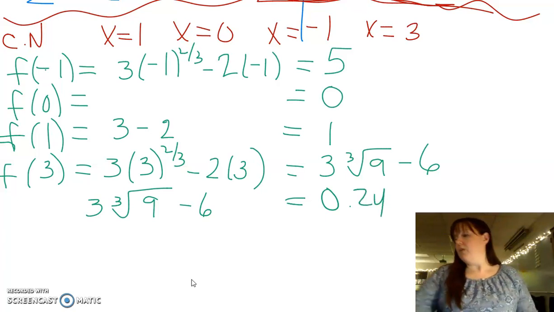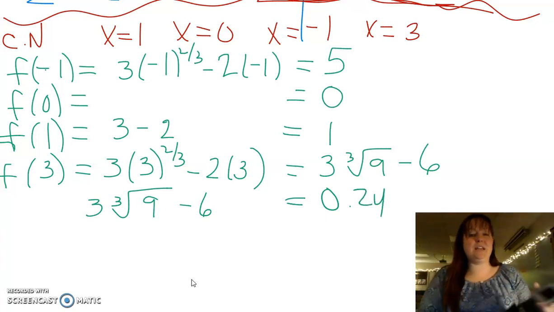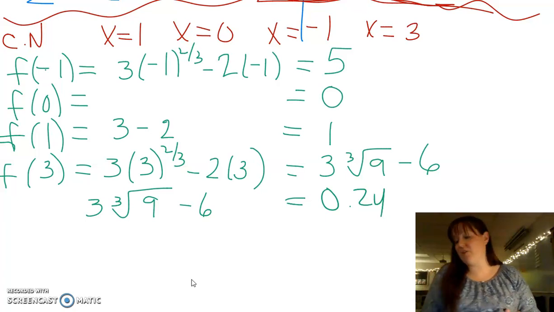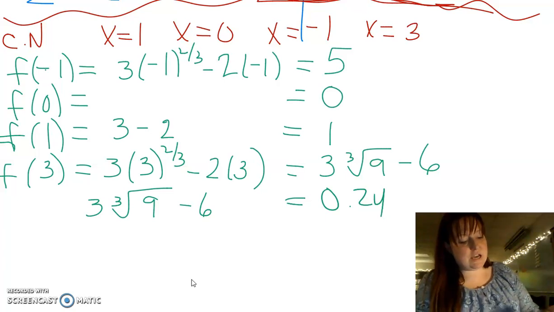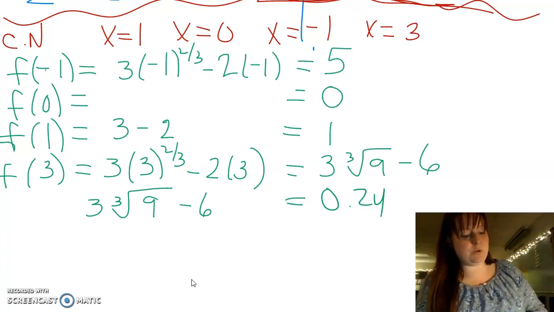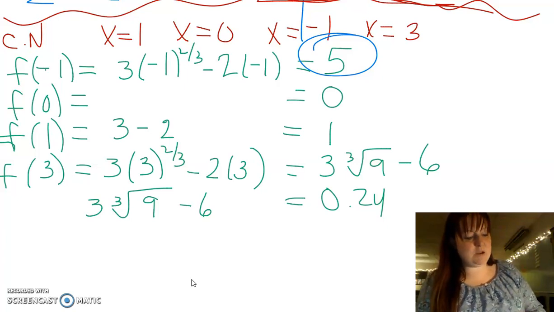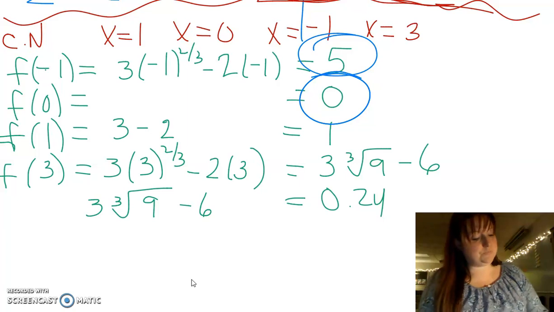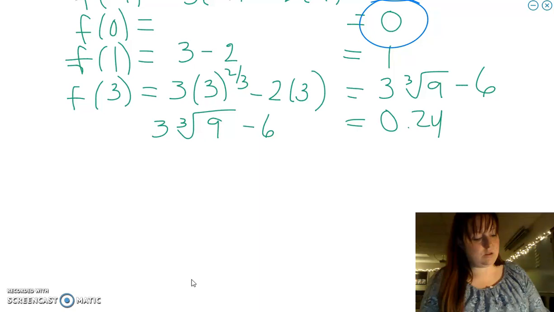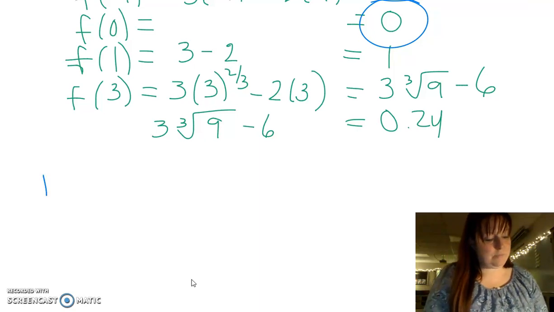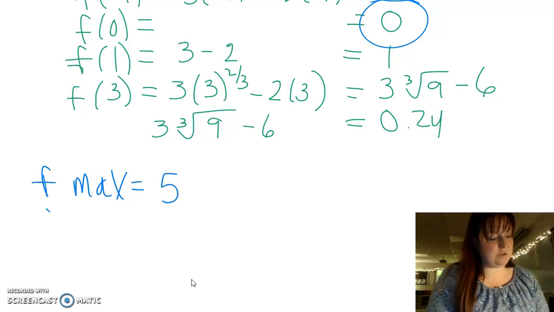Okay, so it turns out that candidate didn't give us an output that mattered. Which candidate has the largest output? It would be this candidate right here, negative 1. So our max is 5 and our minimum is 0. So f max equals 5. That's the biggest output we could get. And our f min is 0.